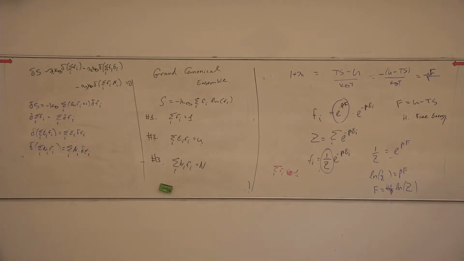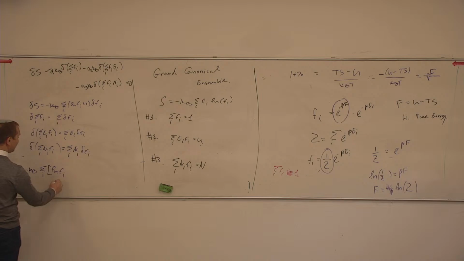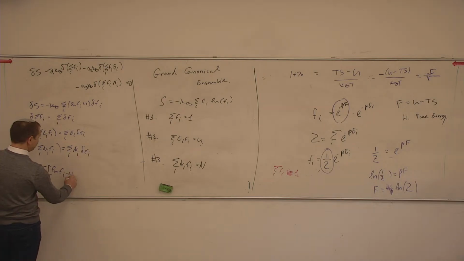I put everything inside this variational equation, and I obtain the following expression: minus k_Boltzmann, sum over i, and here I have log of f_i, plus 1 minus lambda 2.